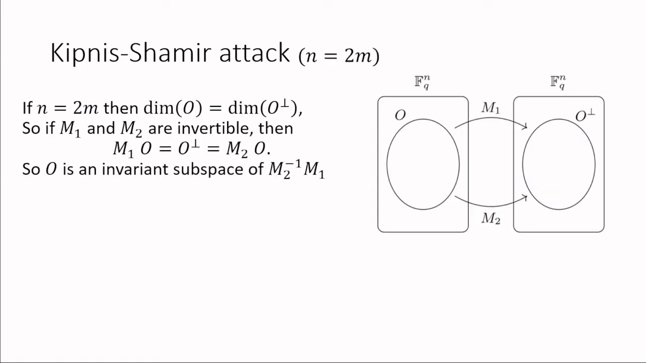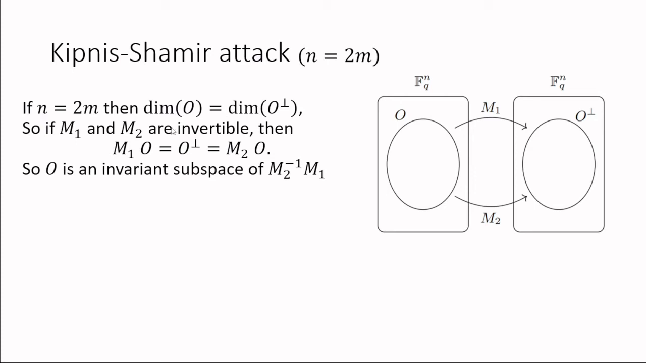Okay, so how does this lead to an attack? We first look at the case where n is equal to 2 times m. Because in this case, the dimension of O, which is m, is equal to the dimension of O perp, because the dimension of O perp is n minus m. So 2m minus m is m. So these spaces have the same dimension.